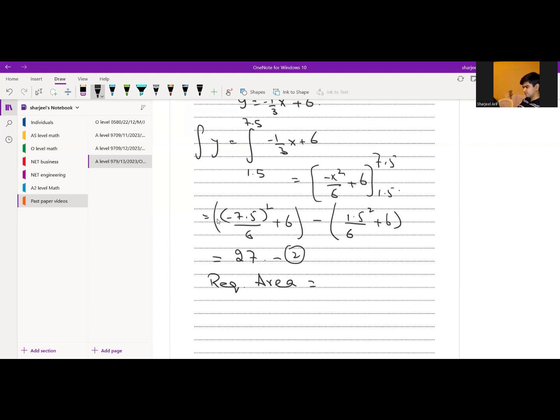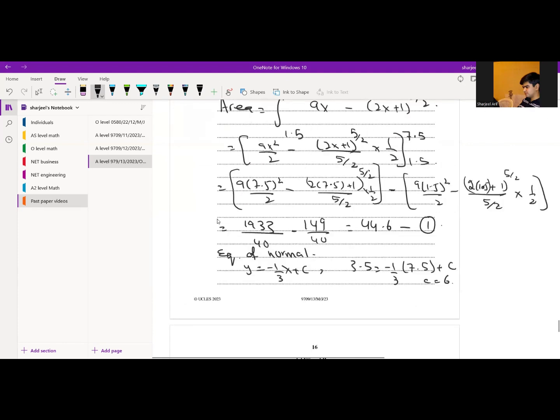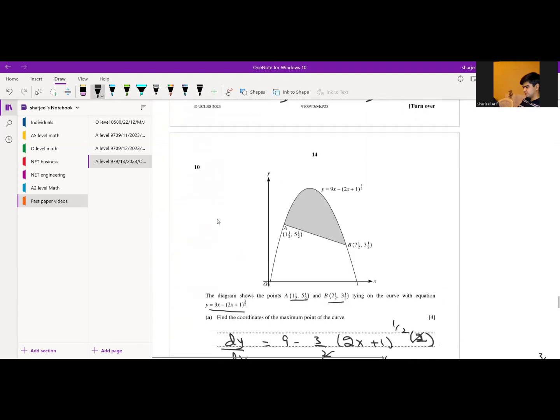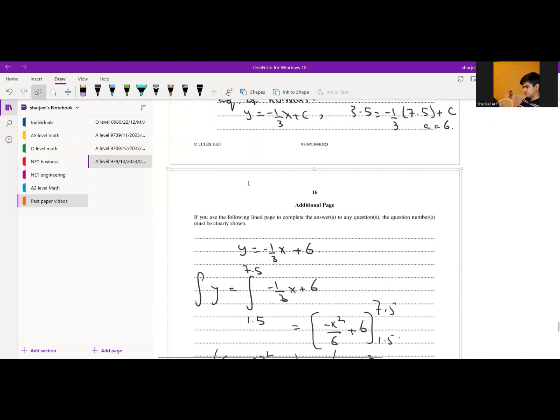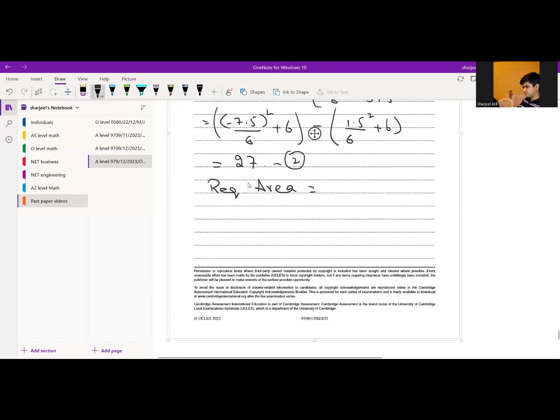The required area will be the area under the curve, this whole area, and the area under the line, which is this area. This is line and curve both. We have to find this part, so we will deduct these two. Area under the curve minus area under the line. So required area will be 44.6 minus 27. So the answer will be 17.6. That is our answer. So that's it.